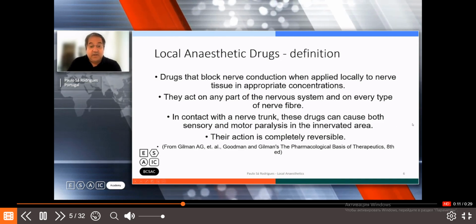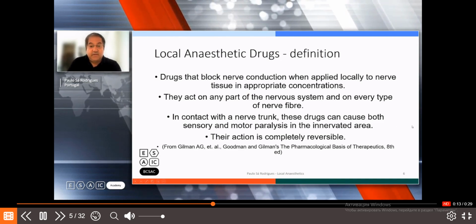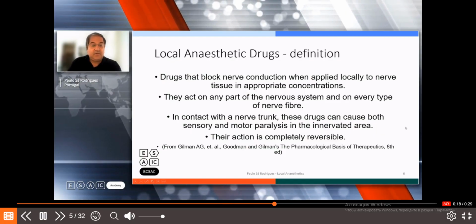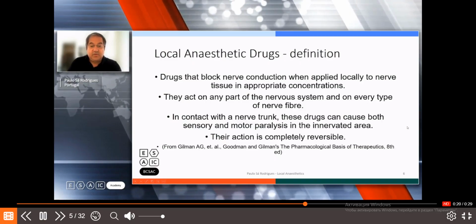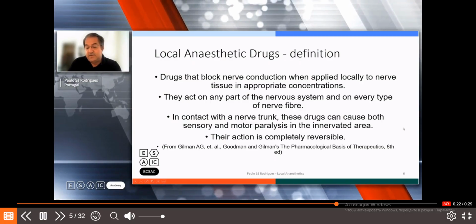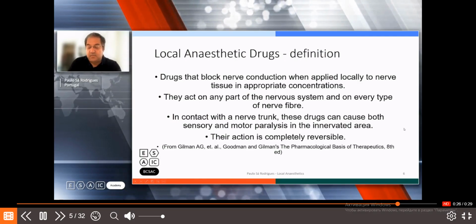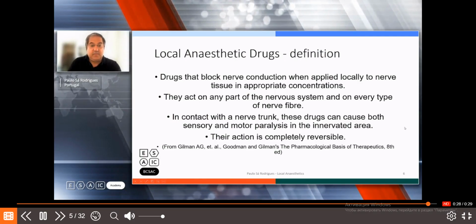Local anesthetics are drugs that block nerve conduction when applied locally to nerve tissue in appropriate concentrations. They act on any part of the nervous system and on every type of nerve fiber in contact with the nerve trunk. These drugs can cause both sensory and motor paralysis in the innervated area, and their action is, unless there is a problem, completely reversible.